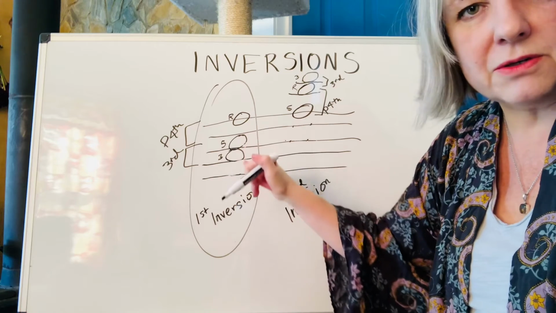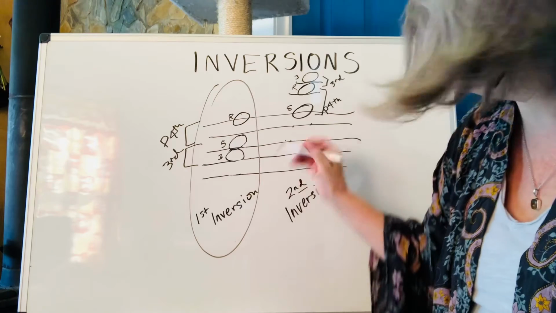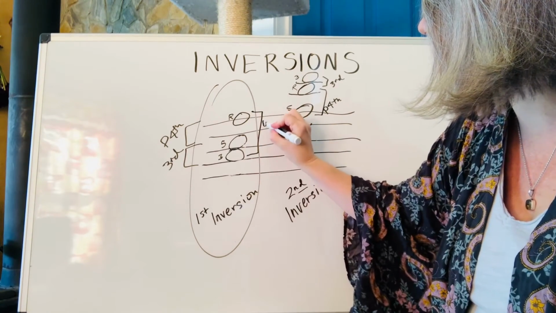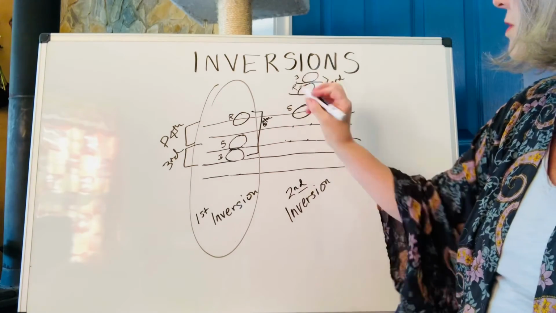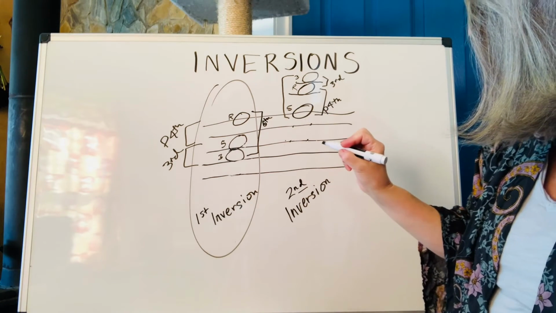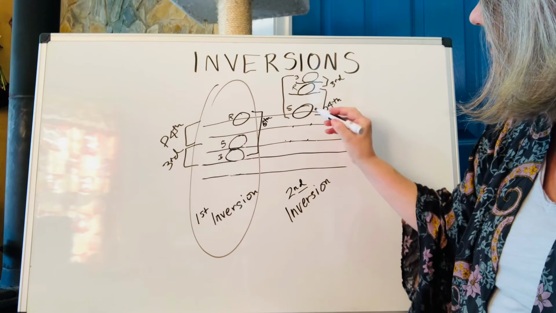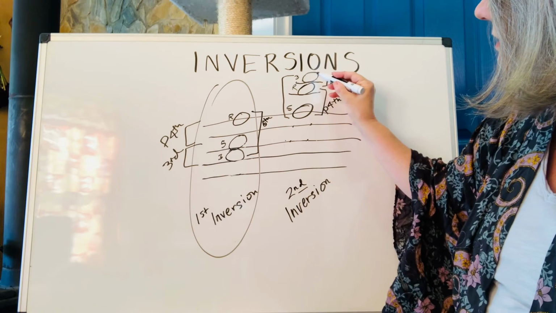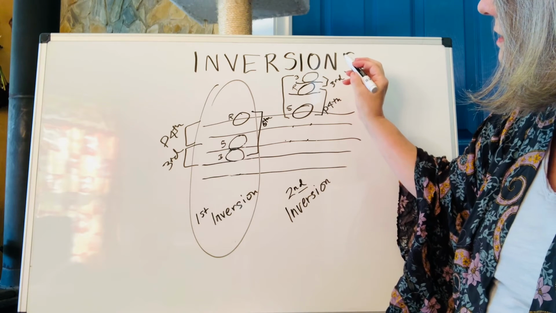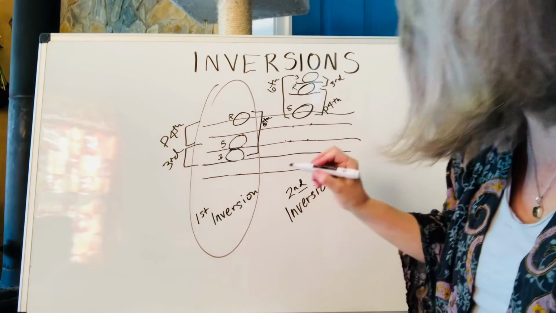So an inverted third, do you know what an inverted third would be? A sixth. So from here all the way down to here is a sixth. From here all the way down to here, let's see, F to D is a sixth. Good. I'm glad. I was making sure.